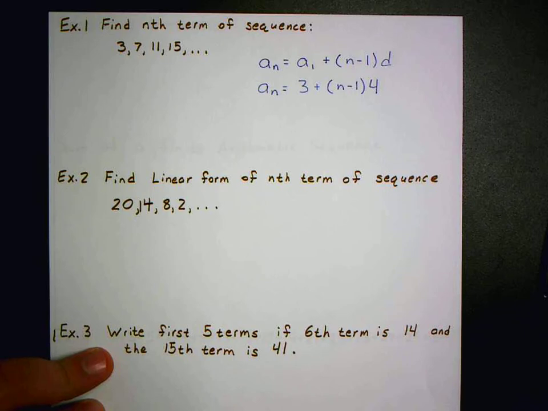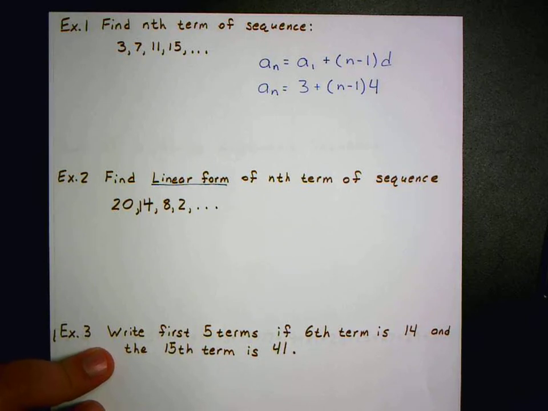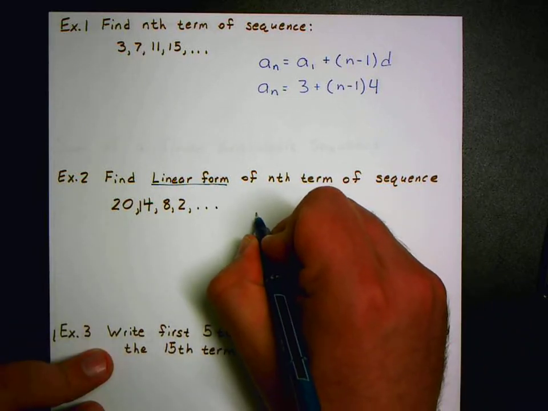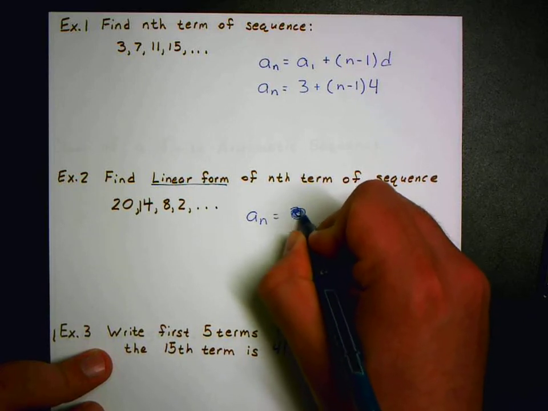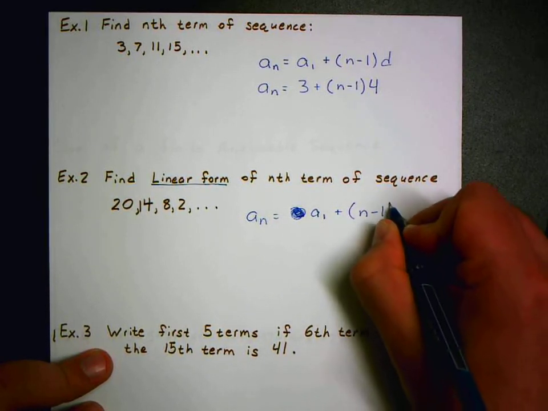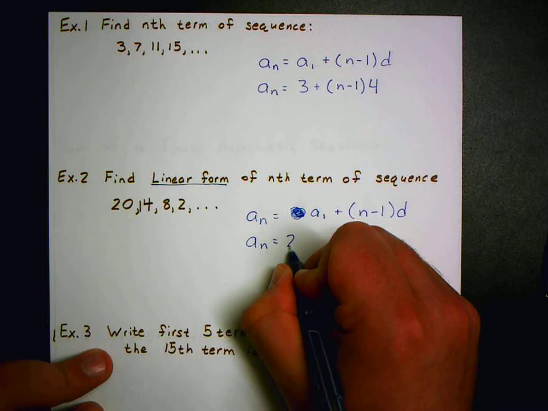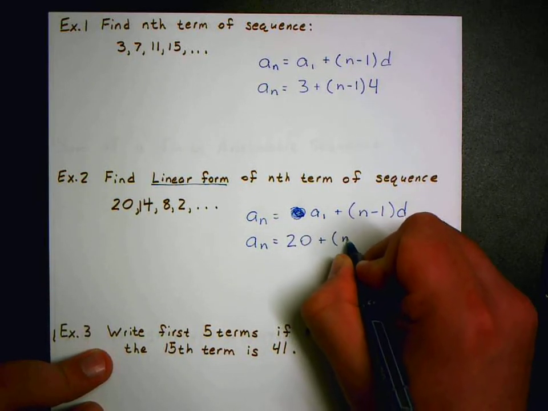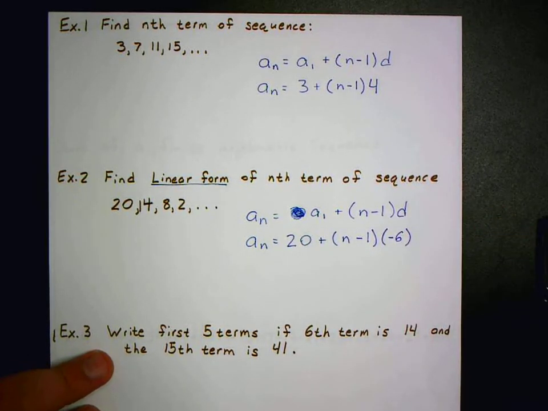So the time whenever you would want to simplify is like in example 2. If they ask you for linear form, then you would want to simplify. But I would still just go ahead and start it the same way. Oops, I don't want a 3 there. So my first term is 20. And then what am I adding each time? -6. And then since they want linear form, then you would go ahead and simplify.